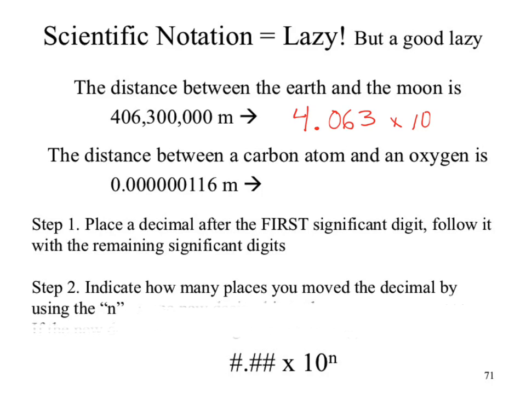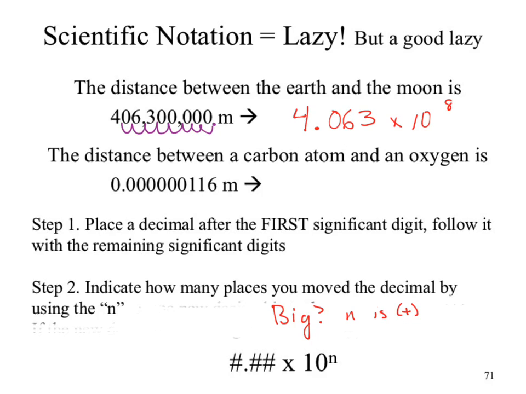Okay, how many times did I shift the decimal? So I started from here, a phantom decimal, 1, 2, 3, 4, 5, 6, 7, 8 times. Was the number really, really big to begin with? Then your n value is positive. So I shifted it 8 places. It's a positive 8 because my number was big.